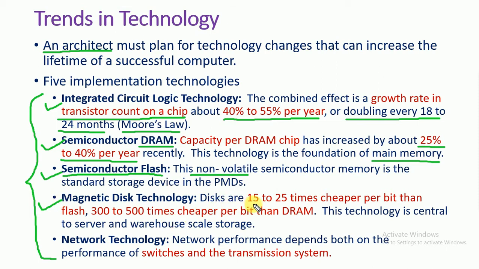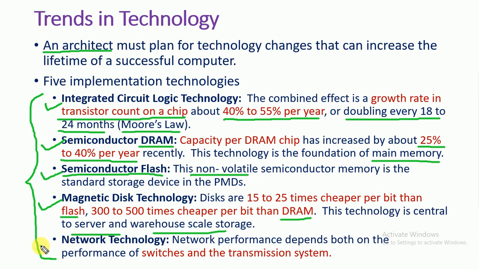Disks are 15 to 25 times cheaper per bit than flash memory, and 300 to 500 times cheaper than primary memory. So this is the technology that is used with server and warehouse scale storage, where we need to store a large amount of data. So you can imagine that for secondary permanent storage we can use magnetic disk technology.